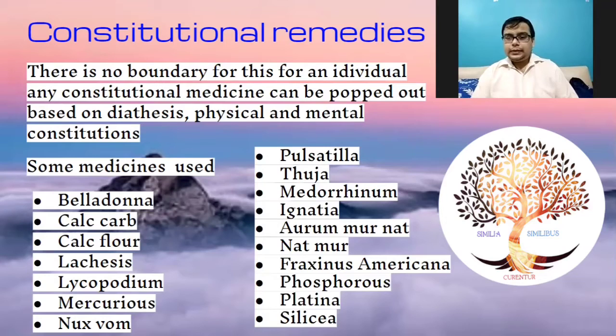Now, the next medicine is Fraxinus americana, and I will end here itself. Phosphorus, Platina, Silicea are very good medicines in uterine fibroid as well. But I personally, from my perspective, have used these medicines very little. Fraxinus americana is generally used in mother tincture form, and it is almost very much specific for uterine fibroid, just like Aureum nat, which is prescribed in decimal scale.